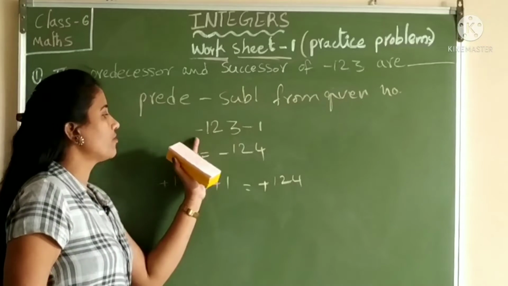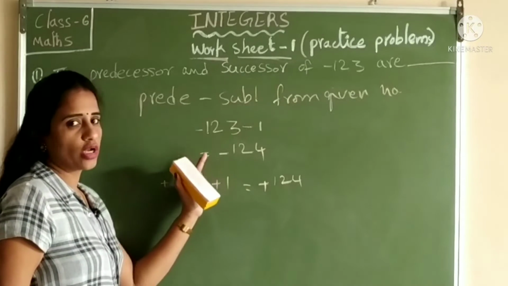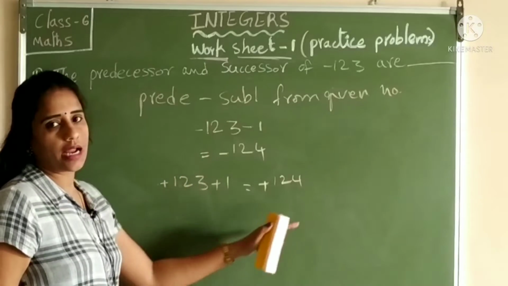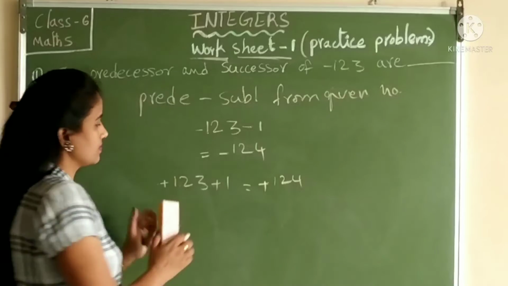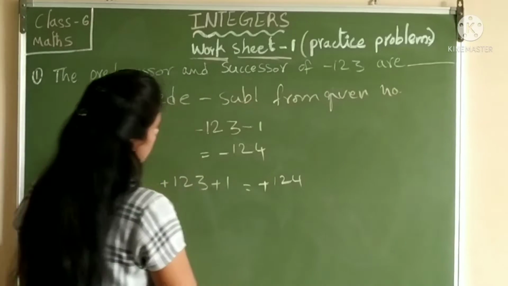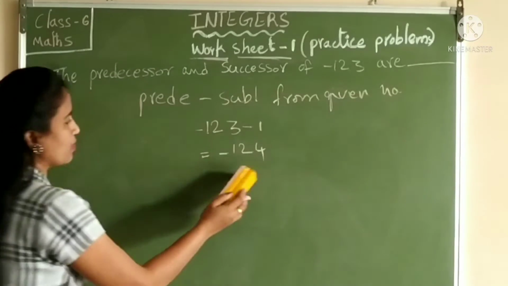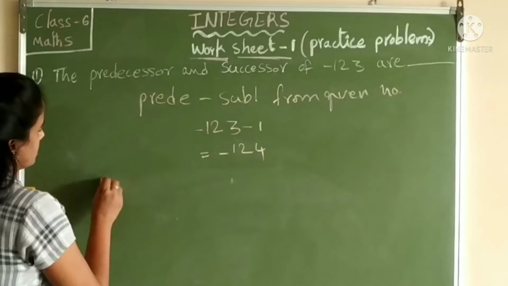Remember, if two signs are the same, you need to add the numbers and write the appropriate symbol, that is minus or plus. And the predecessor is equal to minus 124.